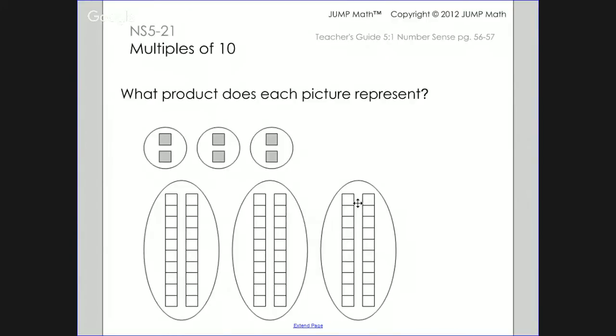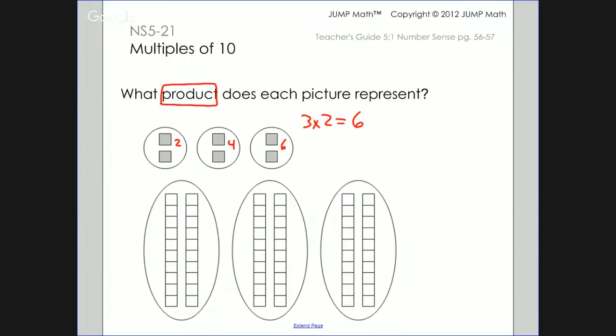NS5-21, multiples of 10. What product does each picture represent? So you can see here that we have 3 circles with 2 items in each circle: 2, 4, 6. And if you remember, the word product means the answer to a multiplication statement. So we have 3 groups with 2 in each, and that equals 6 items.